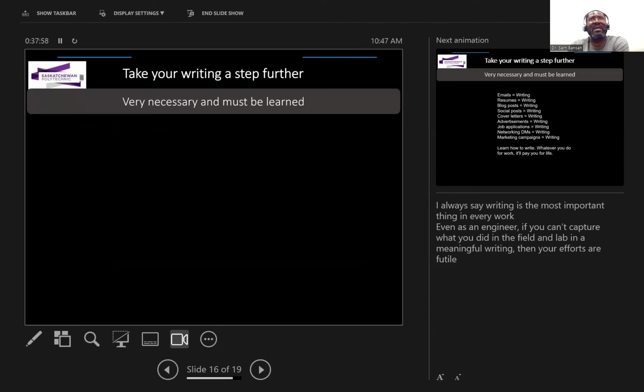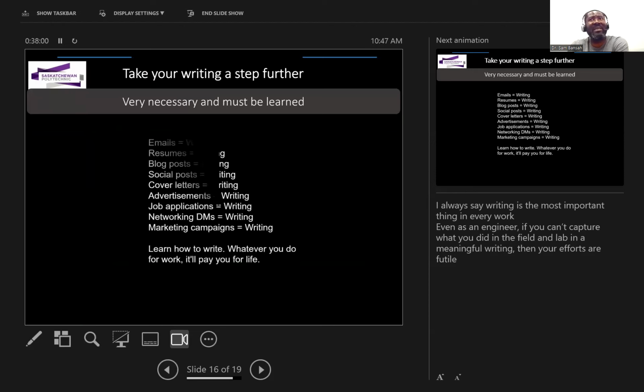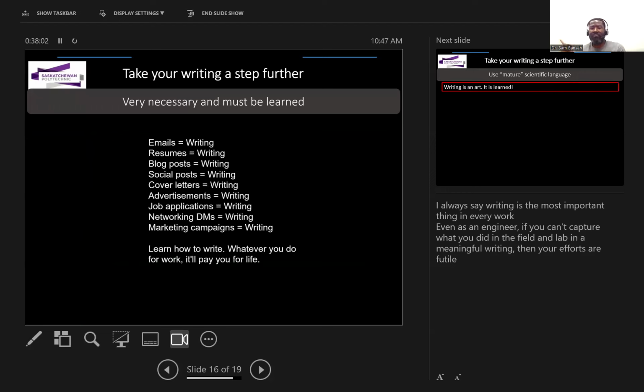Writing is an art and is learned. You see, writing is very important. Whether you're an engineer, a scientist, or a journalist, we are writing every time. I always say, as an engineer, if you go on the field, you do all of these things, and you can't capture what you did in a meaningful writing, then something is lost. People cannot understand what you've written, right? So writing is very important.